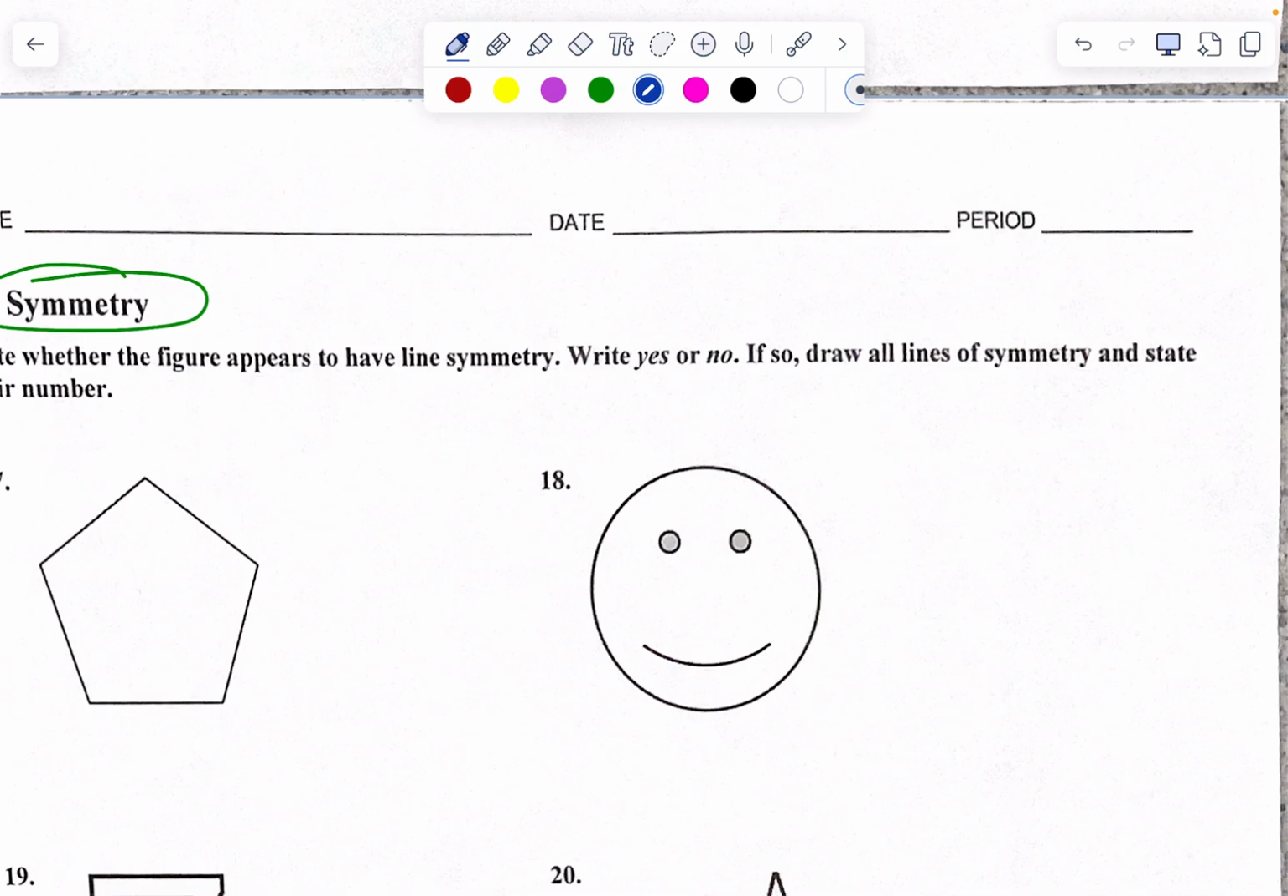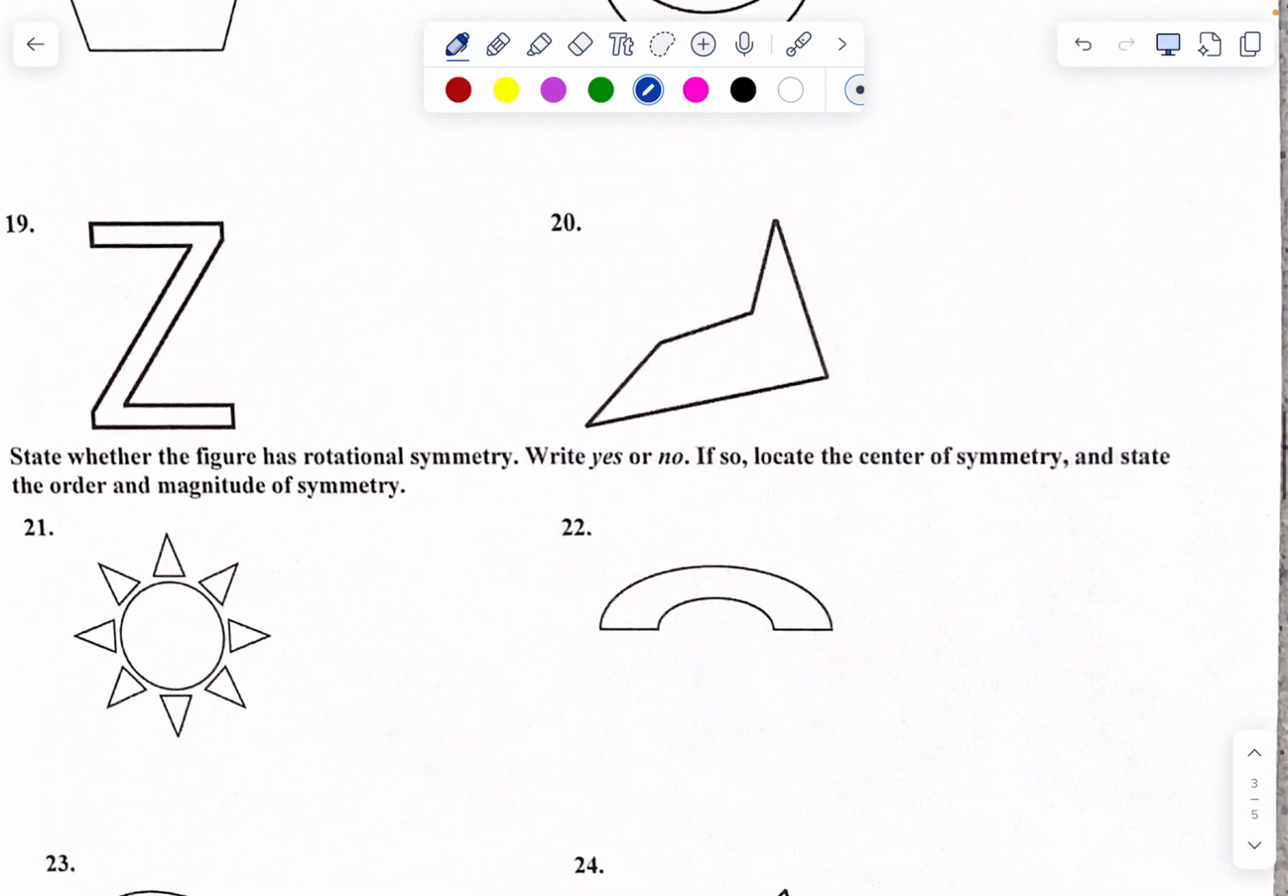Okay, backside symmetry. We haven't done this before, but it's pretty easy to figure out. If I did wrestling, I'd be like, get off me. I can't. You can't touch me.